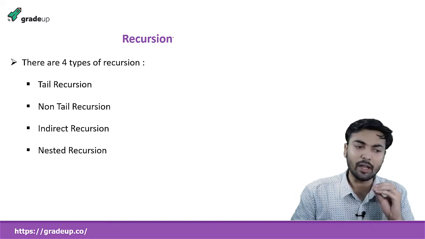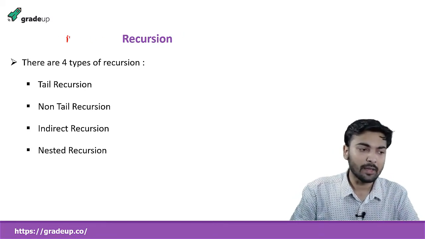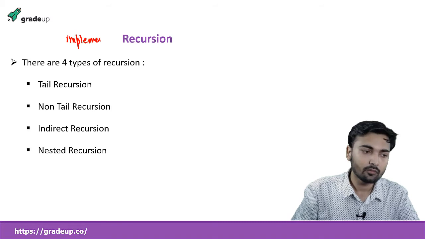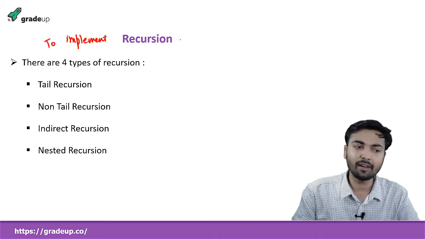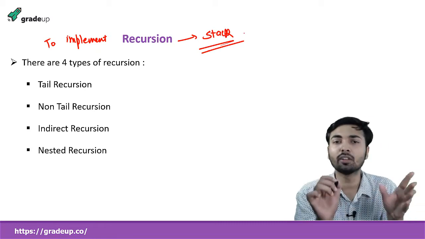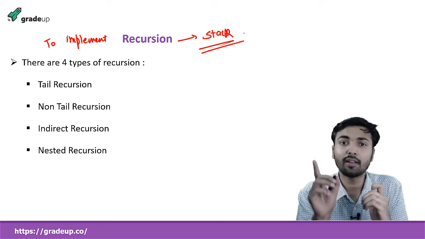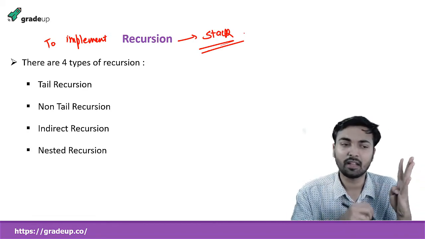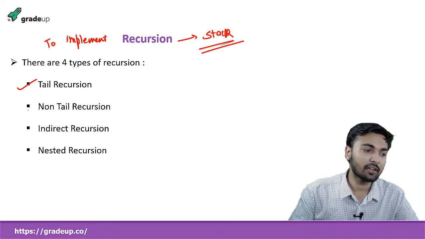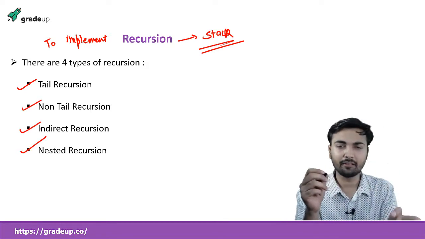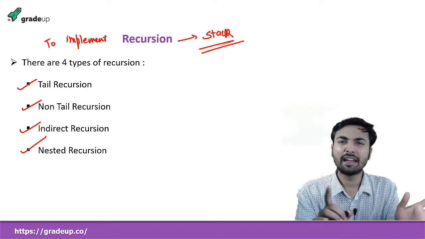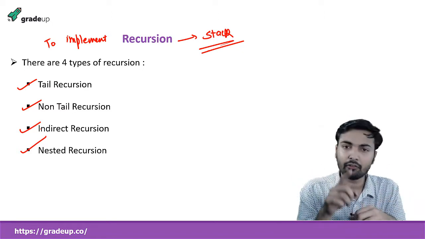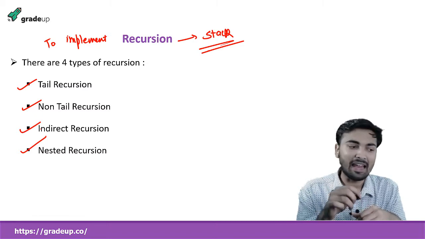Okay, you know, to implement recursion, what is required? Stack is required, right? You know this thing. To implement recursion, stack is required, right? So there are four types of recursion: tail recursion, non-tail recursion, indirect recursion, and nested recursion. These are very small topics. Study it and finish it. Okay? Tail recursion, non-tail recursion, indirect and nested.